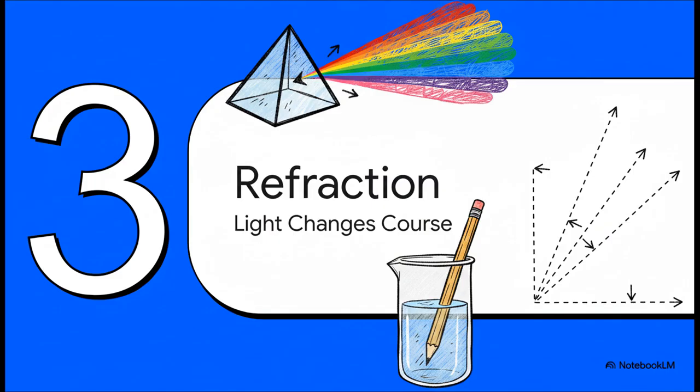All right, so we've pretty much mastered what happens when light bounces. But what happens when light doesn't bounce? What if it passes through something, like a piece of glass or a cup of water?